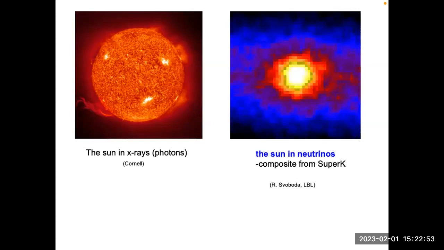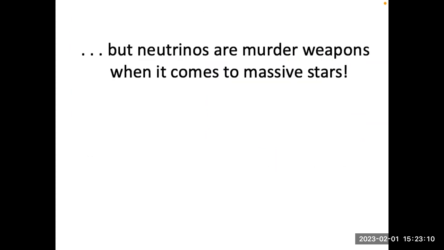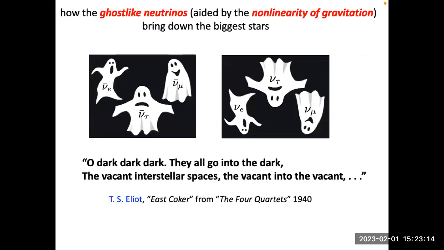Koshiba, the famous Japanese neutrino physicist who got the Nobel Prize for this, was famously, when queried by the Japanese Science Foundation about why this picture wasn't round, he famously said, "If you give us more funding, we can make it round." Okay, so neutrinos are the murder weapons when it comes to massive stars.